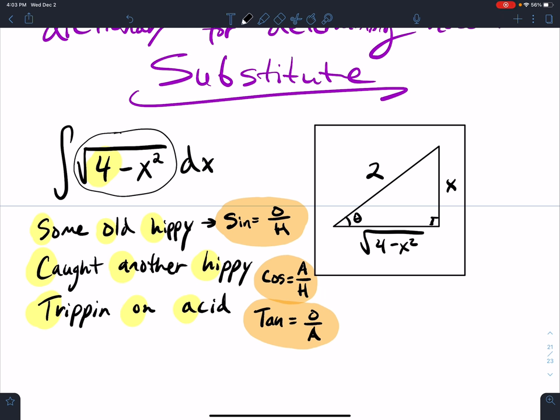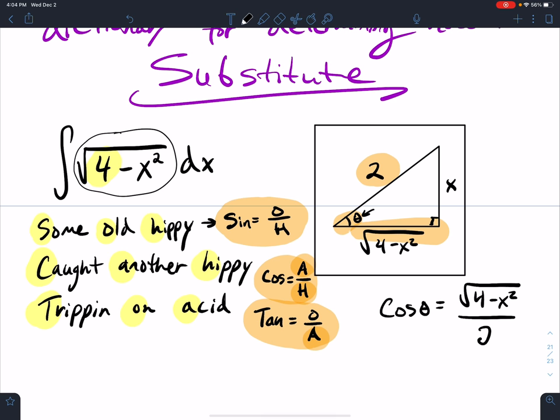What trig can I use with respect to this angle here? I want to involve this. I want to avoid that because I don't see an x elsewhere in there. So I'm thinking maybe these two sides. What two sides is that? Well, that's the adjacent side, and then the hypotenuse. So I'm dealing with cosine. So cosine of the angle theta is equal to square root of 4 minus x squared over 2.